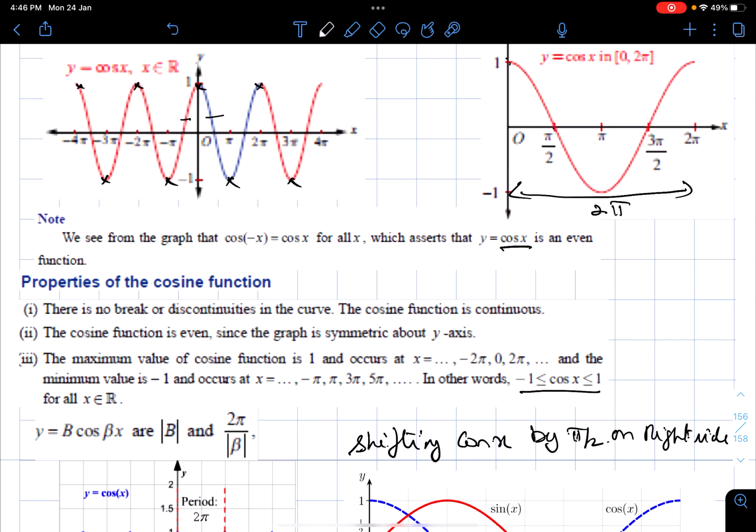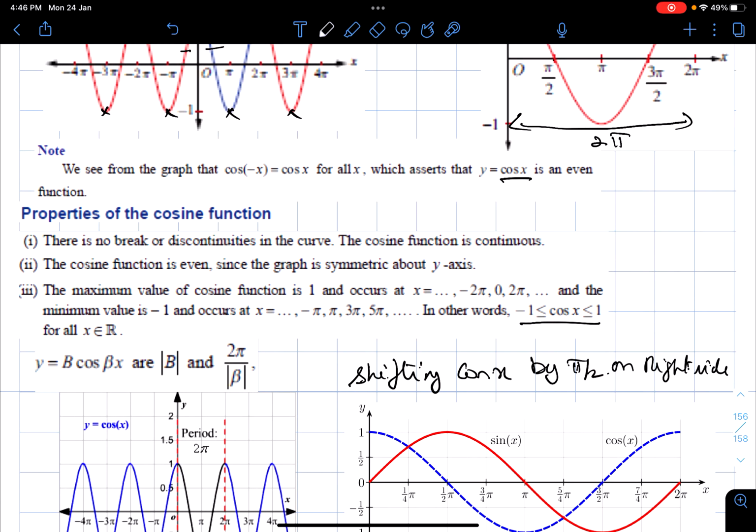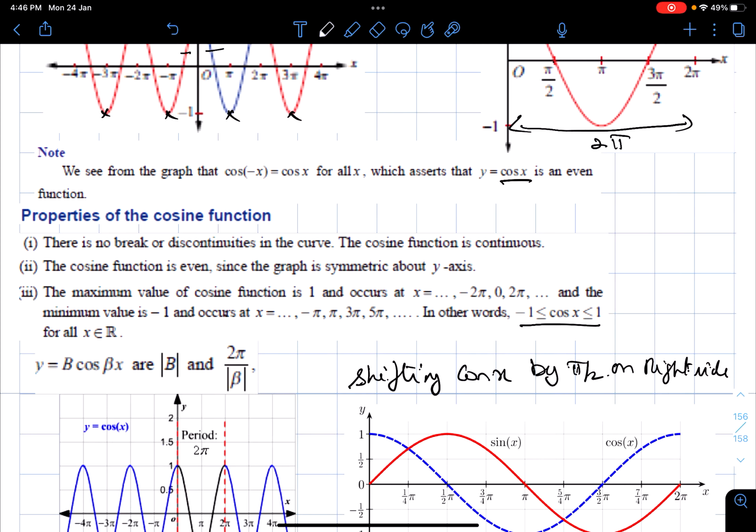Remember this: the cos value lies between minus 1 and plus 1 for all x belonging to the real numbers R. Then coming to amplitude and period, as we got for sin x, here also you have y equal to b cos beta x. Modulus b is the amplitude and 2 pi by modulus beta is our period.